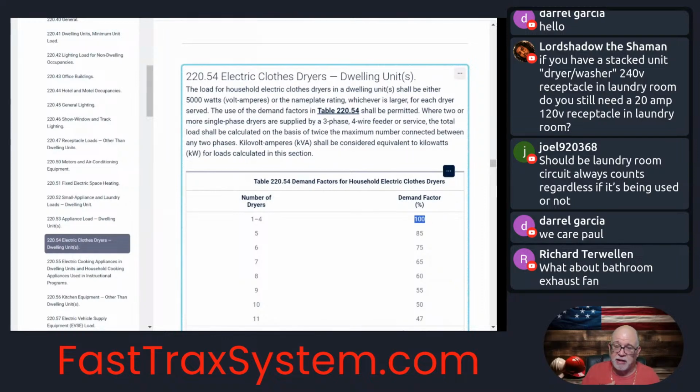Now, in our case, the dryer's nameplate is larger. It's 5.4 kW. So obviously, we're going to use that in our equation. We're not going to be using the 5,000, but that is where you get it. 220.54. Do you kind of see how, when you're looking at the NEC, it's kind of stacking?